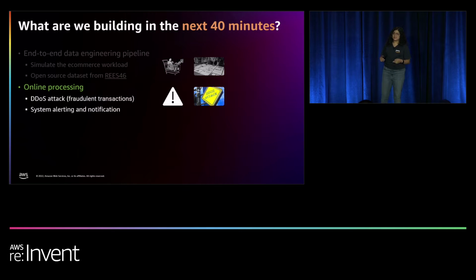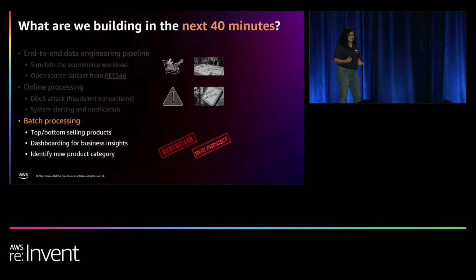Second is that for the online processing, we are looking at a very simple but frequently asked scenario of DDoS or fraudulent transactions attack. For example, let's say a customer is making multiple payments and multiple orders within a few seconds and minutes, which is not really something that a lot of our other customers do, or which is not a normal buying pattern for us. And the third is definitely batch processing.